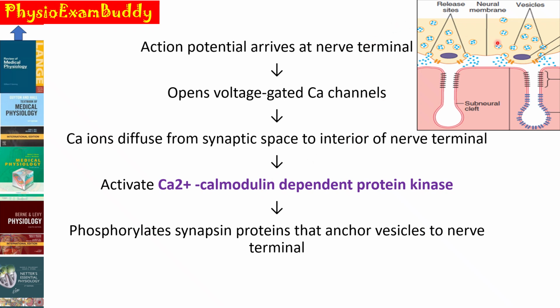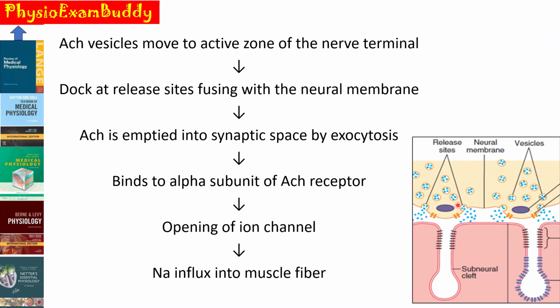Whenever the action potential reaches this nerve terminal, it causes the opening of the voltage gated calcium channels. Then calcium diffuses from the synaptic space into the interior of the nerve terminal, that is, calcium influx occurs into the neuronal end feet. This activates an enzyme known as calcium calmodulin dependent protein kinase, which phosphorylates certain synapsin proteins that help anchor the vesicles to the nerve terminal. Acetylcholine then moves to the active zone of the nerve terminal and docks at the release sites, fusing with the neuronal membrane.